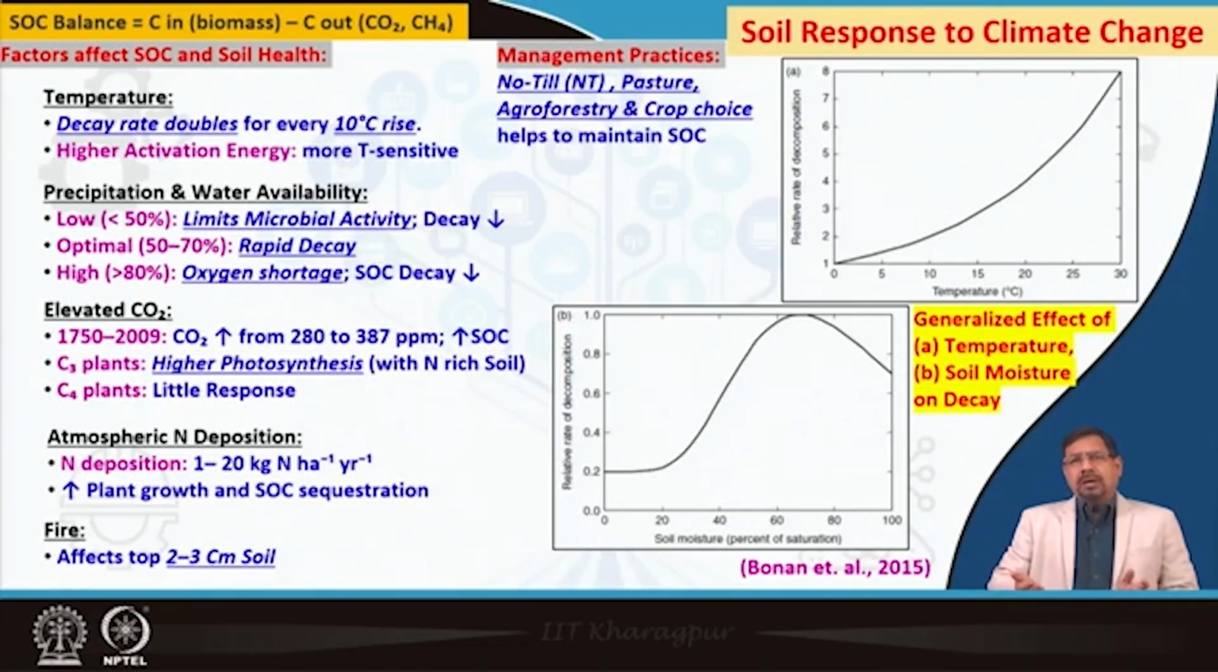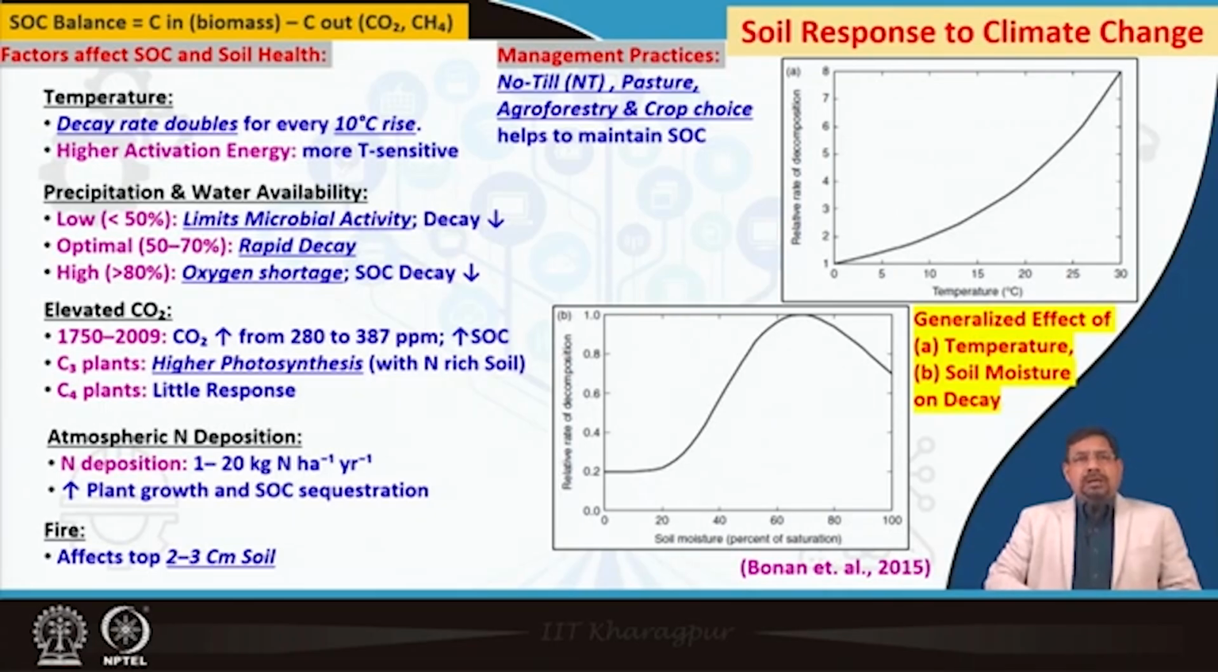50% of the biomass is carbon as a thumb rule. So the carbon in minus carbon out is what is affected by several factors with respect to the soil organic carbon and soil health. These are temperature, precipitation and water availability, elevated carbon dioxide, atmospheric nitrogen deposition, and fire.